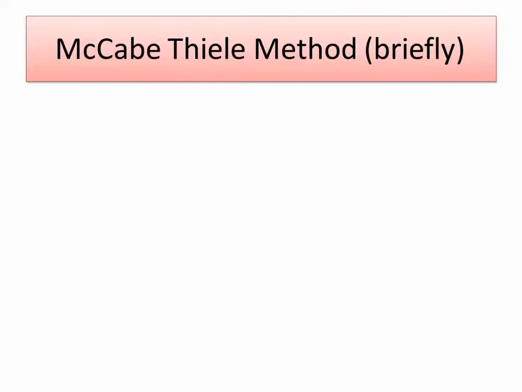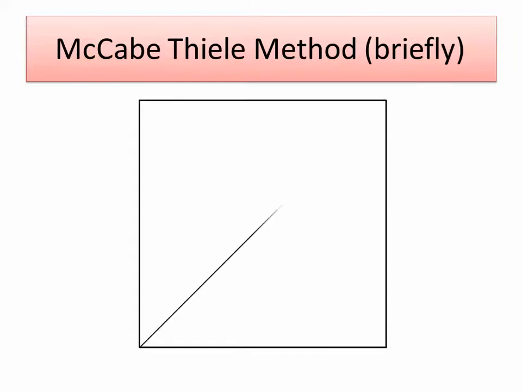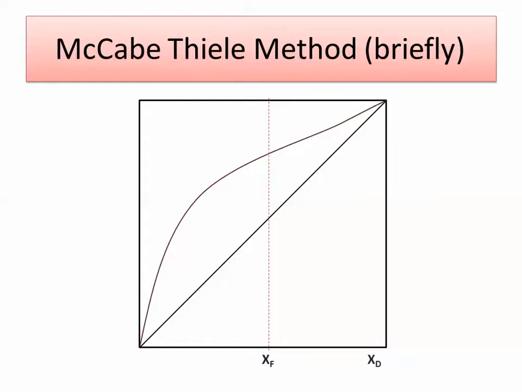So the steps are as follows. We first draw the XY diagram. You draw the 45 degrees line, then you draw the equilibrium curve, and then put the compositions of the feed, the top product and bottom product, the XD, XF and XW. And then you know that the top section is the line that starts with XD and XD and ends with XD over R plus 1 at X equals 0, and this is the top section.